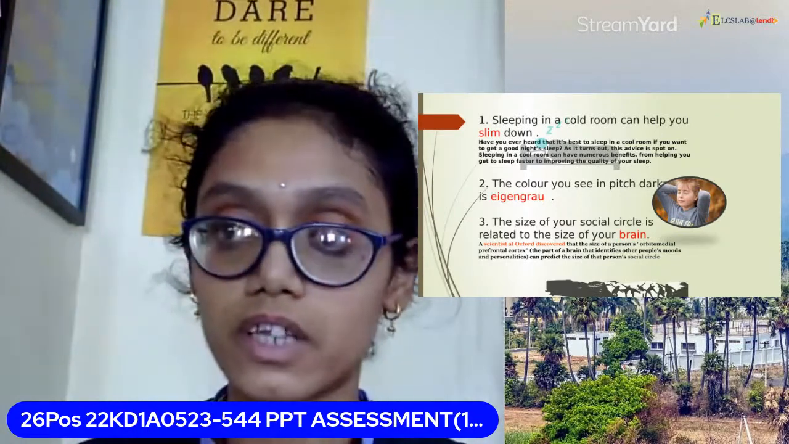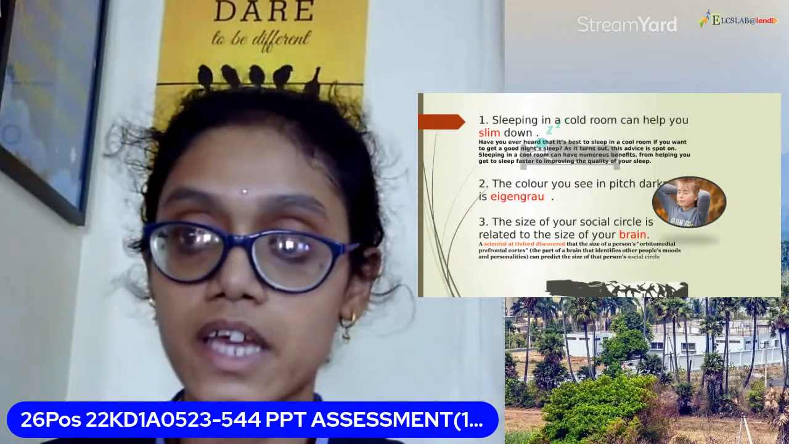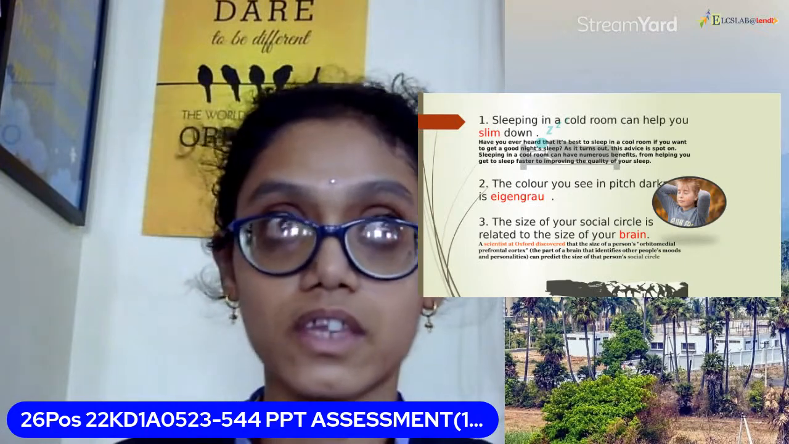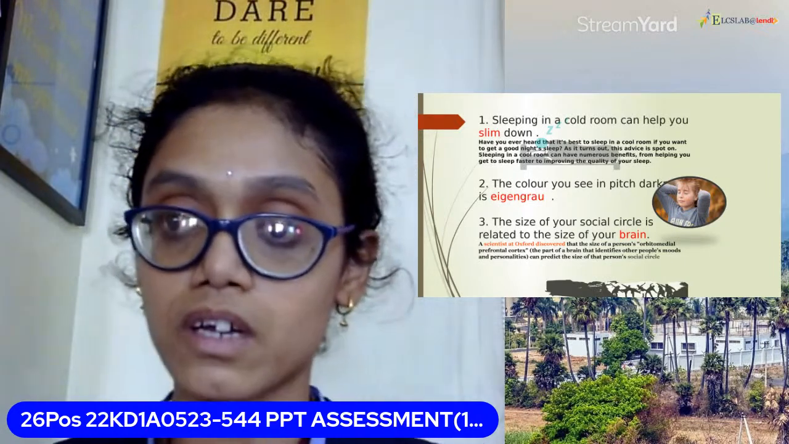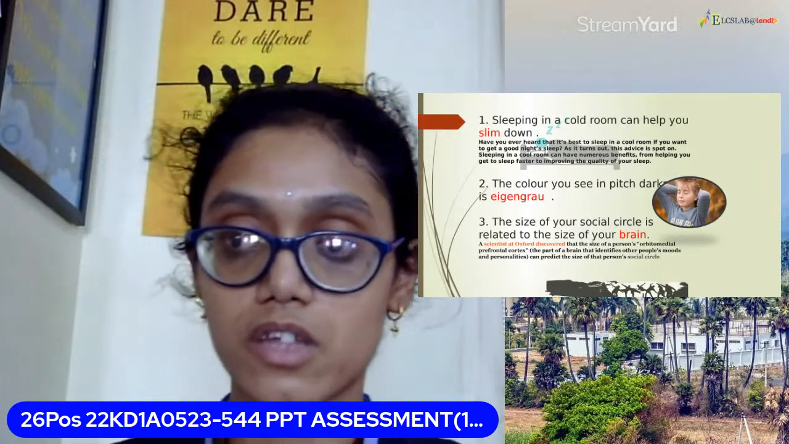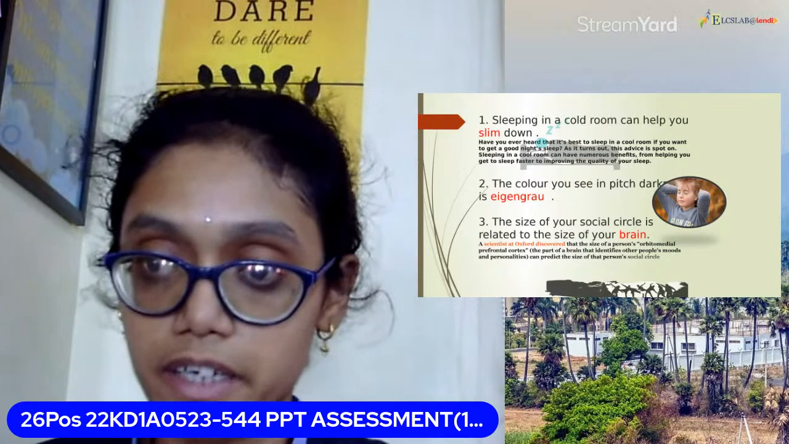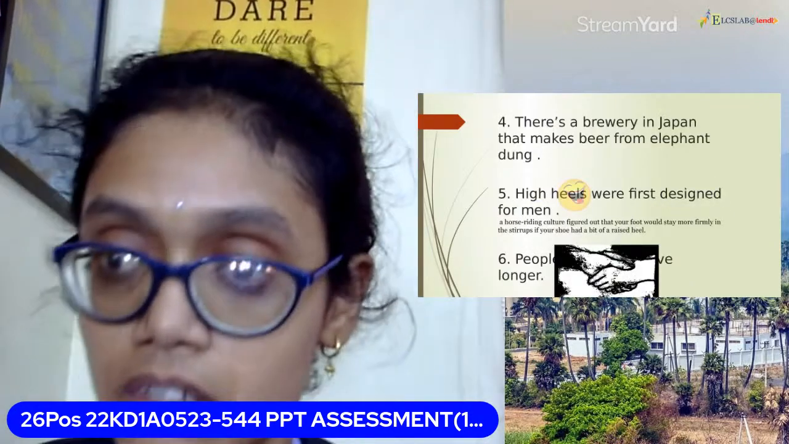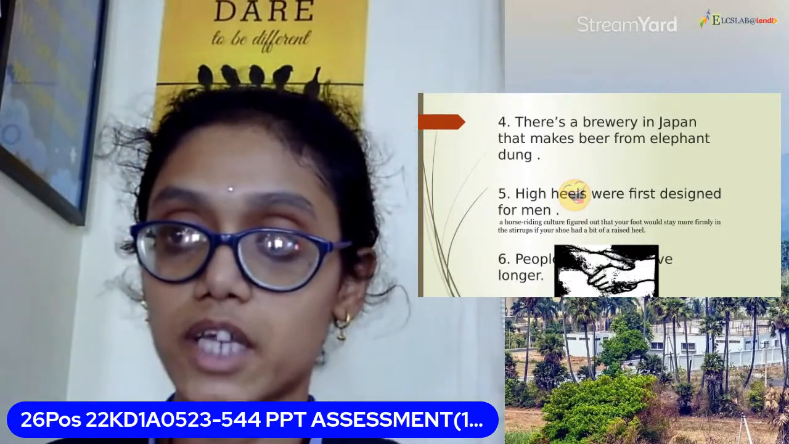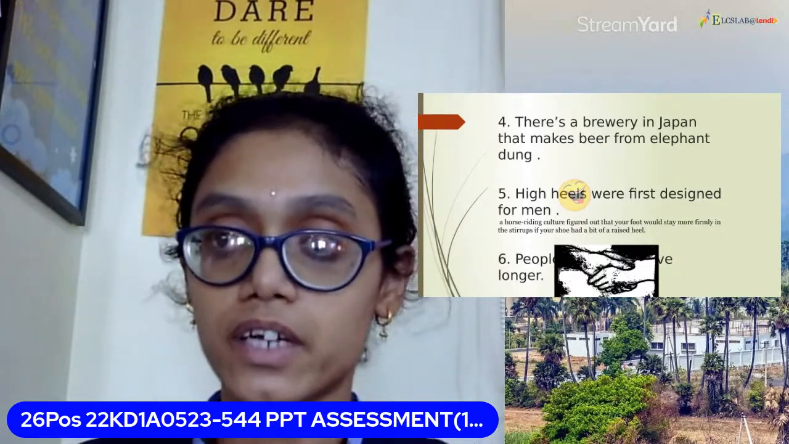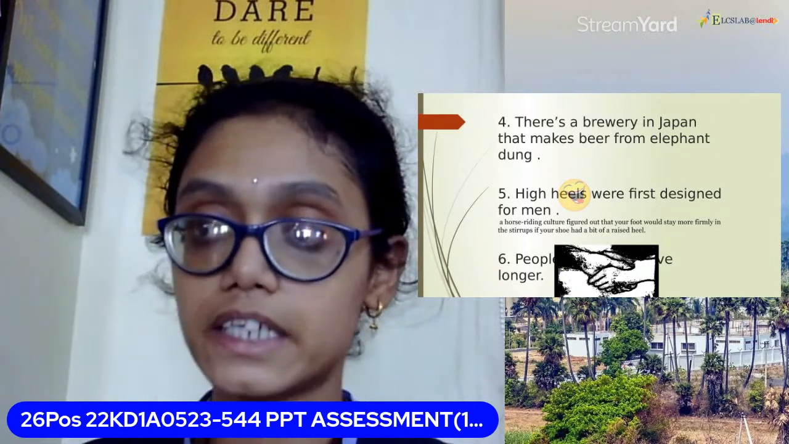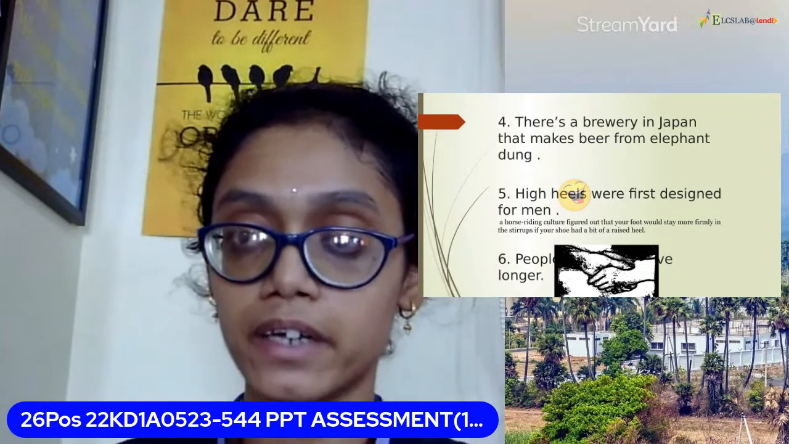And the next one, the color you see in the pitch dark is eigenvalue. When we close our eyes, we see a color, and that color is known as eigenvalue. The third one, the size of your social circle is related to the size of your brain. Yes, it is right. The fourth one, there is a brewery in Japan that makes beer from elephant dung. This was so disgusting. High heels were first designed for men.